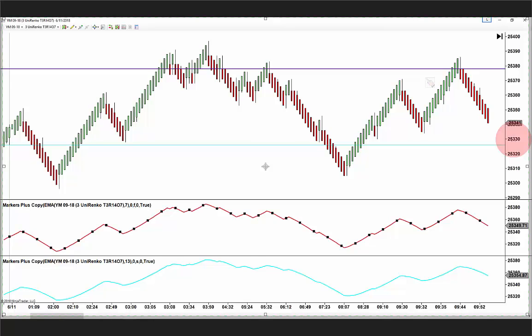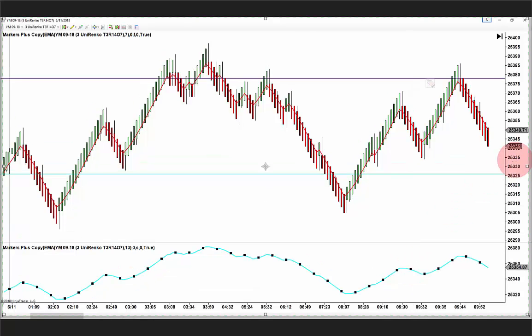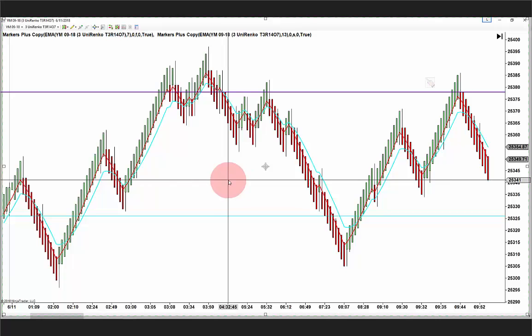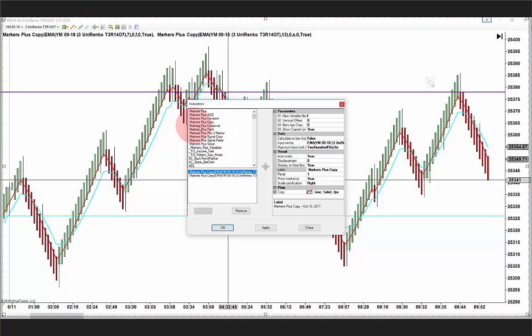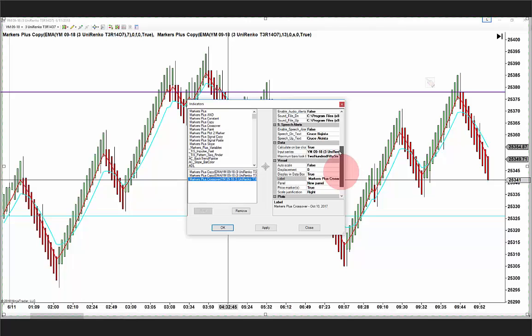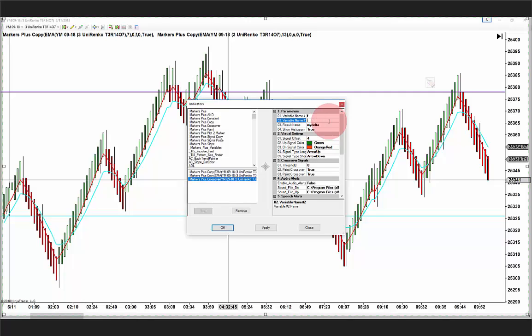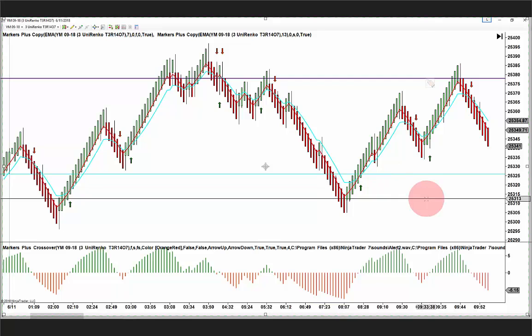So now I'm going to bring these two lines up to the chart, and you can see the crossing happening here. And now I am going to use our Universal Markers Plus Crossover, and we are going to create some signals. Bam. And now we got signals, okay?